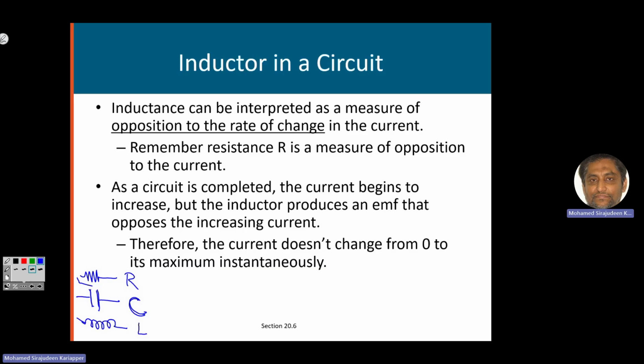So inductance can be interpreted as a measure of opposition to the rate of change in the current. Remember, resistance is not opposing the change in the current, it just opposes the current. It tries to reduce the amount of current, that is resistance. As a circuit is completed, the current begins to increase. When you close the switch in a circuit with an inductor, the current will not reach its final value at once because of the inductor. It will come to the final value only gradually. It will not be instantaneous.